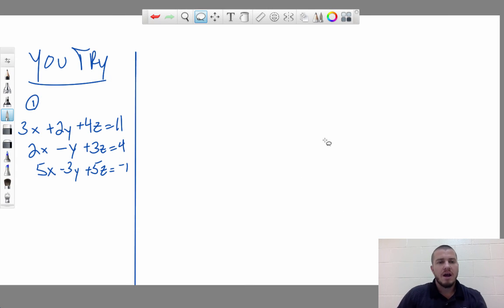Okay, here's one you try. Go ahead and try to figure this one out. Remember, follow steps. Since this is the one variable that has a 1, it's probably going to be easier to cancel out the y's first.